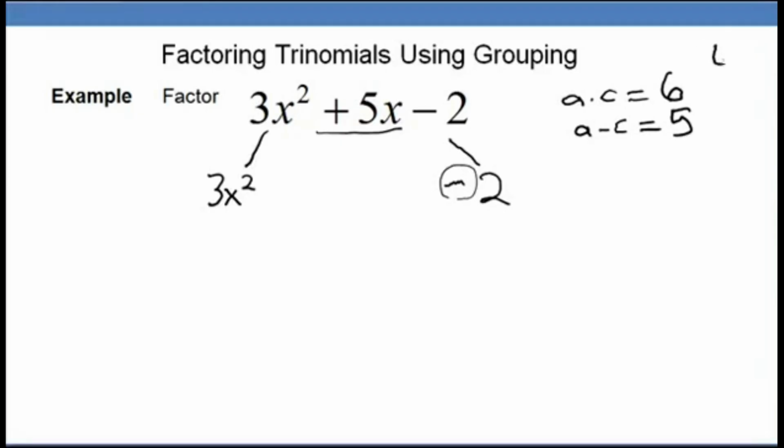So for 6, we can do 6 and 1 or 3 and 2. To subtract and get 5, we're going to have to use the 6 and 1. And we want a positive 5x, so that sign should go with the larger. So we want plus 6x minus 1x. Right? Those will combine to give 5x, so we're good. And now we have 4 terms. We go with grouping.